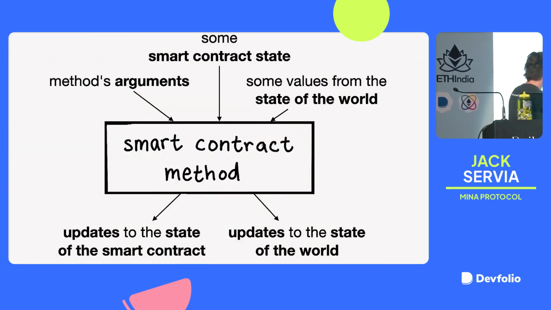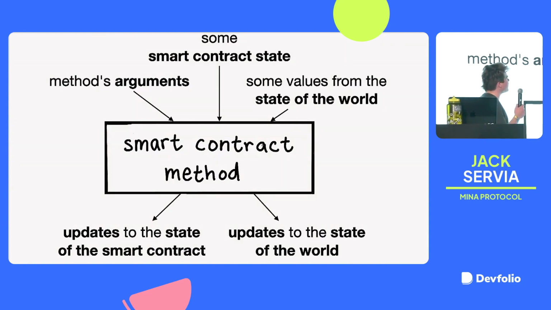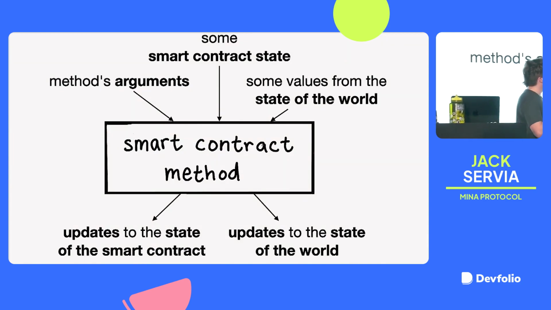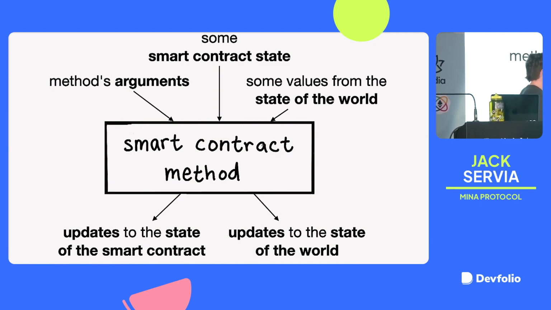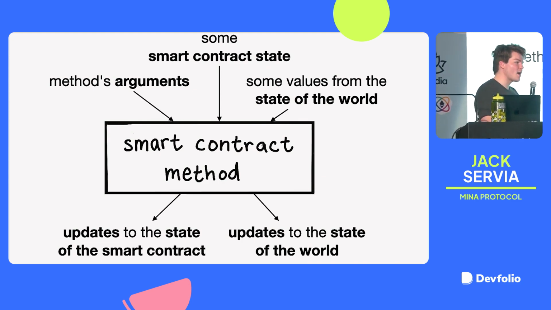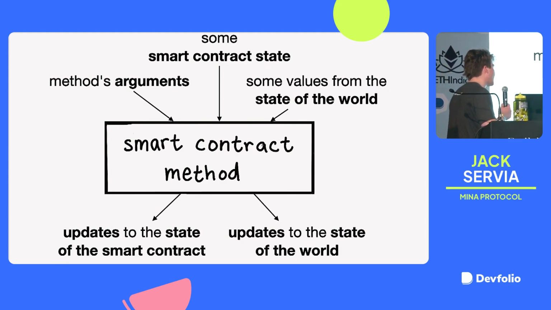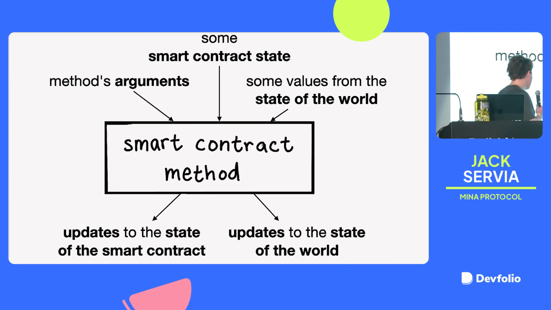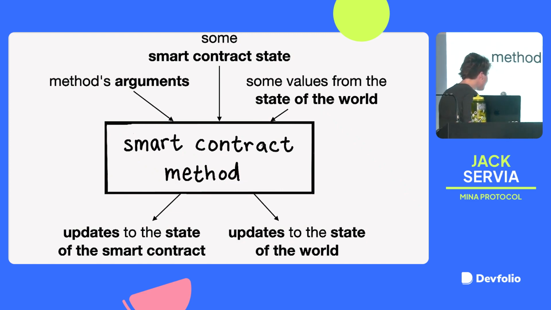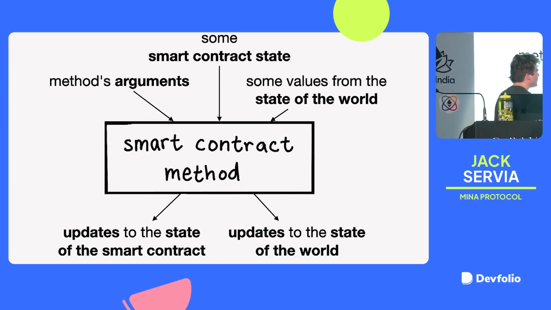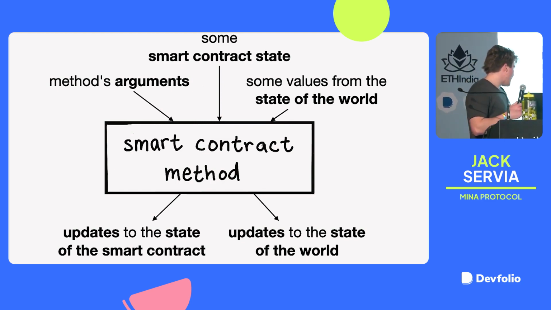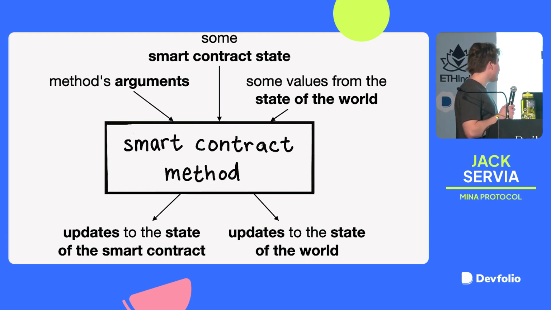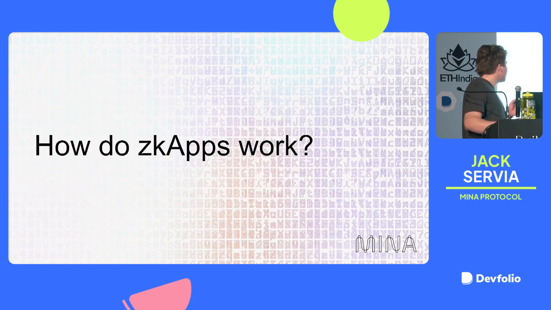This is what this ends up looking like. We have a smart contract method. It takes in some arguments, some state from the smart contract, and some values from the state of the world. So smart contract state is exactly what it sounds like. Arguments are things that the user provides, and values from the world can be things like block height, verifiable randomness, that kind of thing. And what we get out when we run it is updates to the state of the smart contract, updates to the state of the world, and a zero-knowledge proof. And so we pass this zero-knowledge proof on to Mina, and if the proof is valid, then the state gets updated as described here. We'll skip through that real quick.